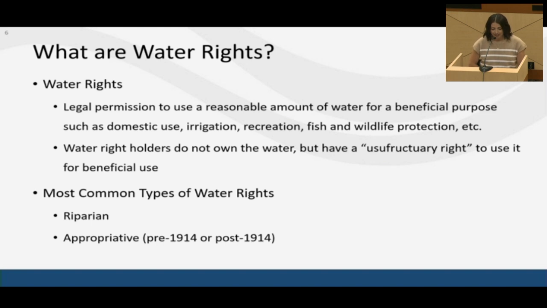So what is a water right? A water right is a legal permission to use a reasonable amount of water for beneficial purposes. These may include domestic purposes, so think household uses, drinking water, outdoor purposes, but also irrigation, recreation, fish and wildlife protection, fire protection, and other beneficial uses. Water rights are considered to be usufructuary rights, which means that the water belongs to the state of California, so water right holders do not own the water, but they have a right to use it for beneficial use. There's several types of water rights, but the most common are riparian and appropriative, including both pre- and post-1914s.